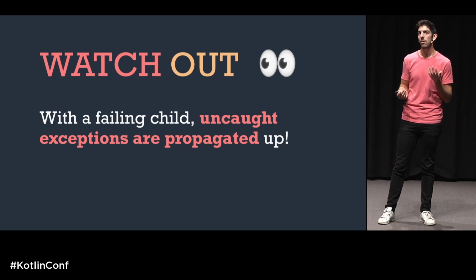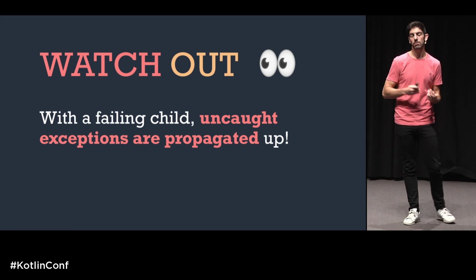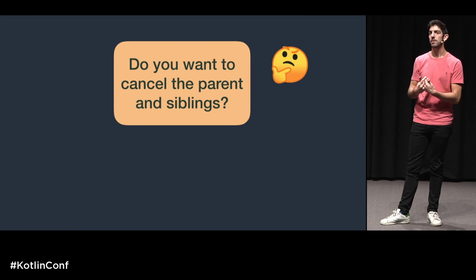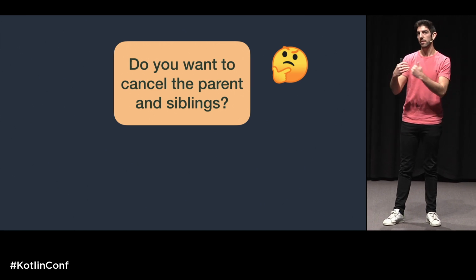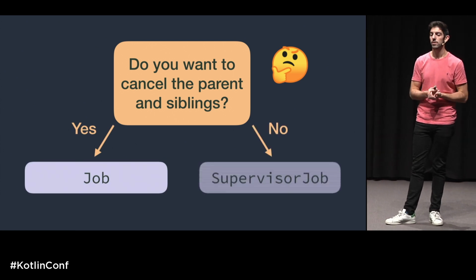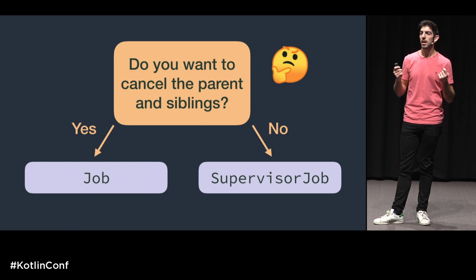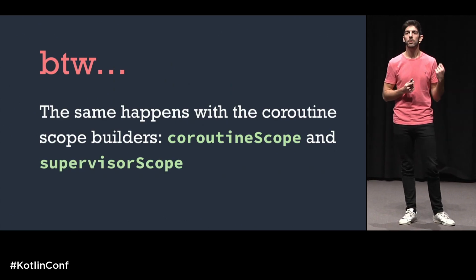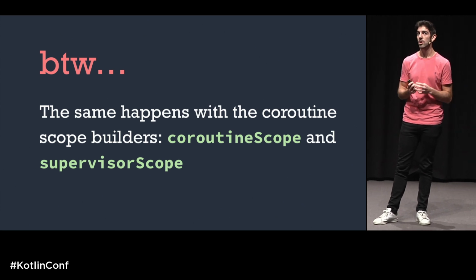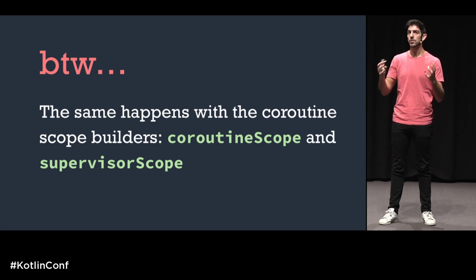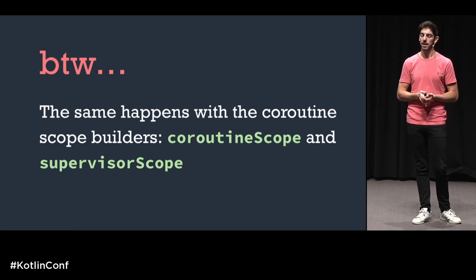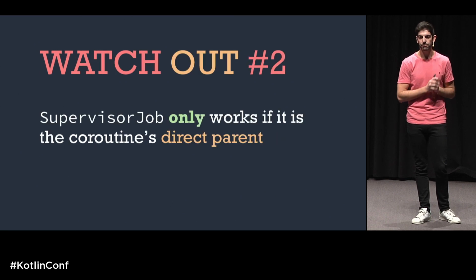So at this point, how do you know if you should use a supervisor job or a job? Well, you have to ask yourself, do you want to cancel the parent? Do you want to propagate that cancellation up and down in the hierarchy? If that's the case, then use job, and if not, use a supervisor job. By the way, the same happens with the coroutineScope builders, with coroutineScope and supervisorScope. These, in a coroutine, are going to create a subscope having the job or a supervisor job as a parent accordingly. We'll see more of this in a second.